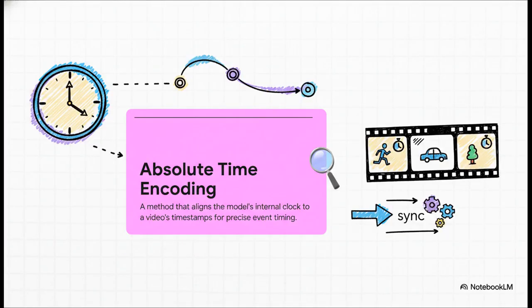And then there's the problem of understanding time. For this, they came up with a really clever new technique called absolute time encoding. The simplest way to think about it is that it syncs the AI's internal clock with the actual timestamps of a video. This is huge because it means the AI understands not just what happened, but precisely when it happened. We're talking down to the second, even in super long videos.